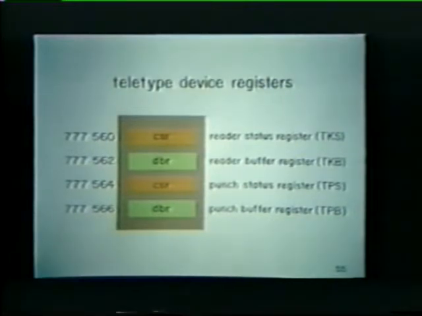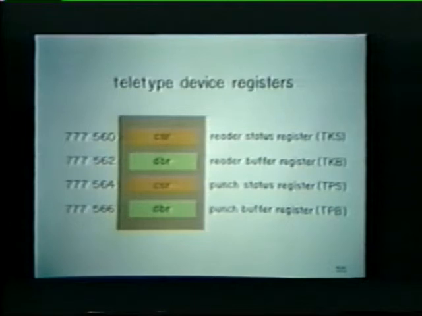Suppose we take another quick look at the teletype device registers. There are 4 registers, 2 CSRs and 2 DVRs. Each has a unique address, as shown here. The CPU selects a register by placing its address on the Unibus. The teletype reader, CSR, and DVR operate independently of their counterparts in the printer punch.